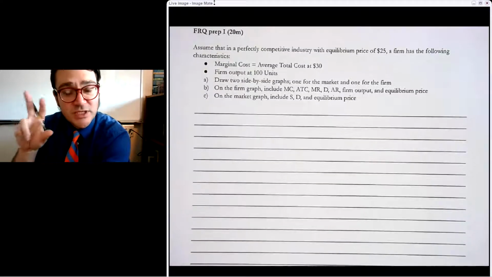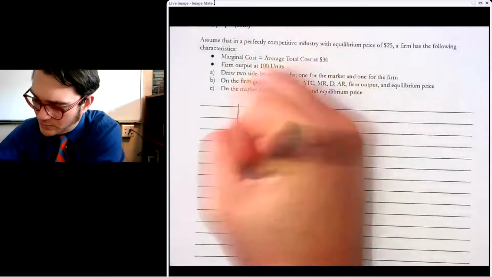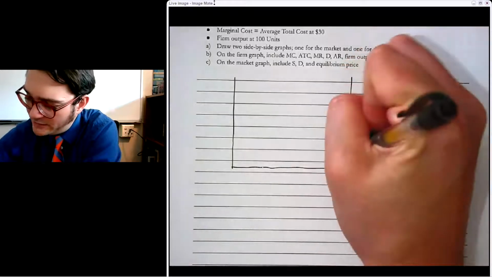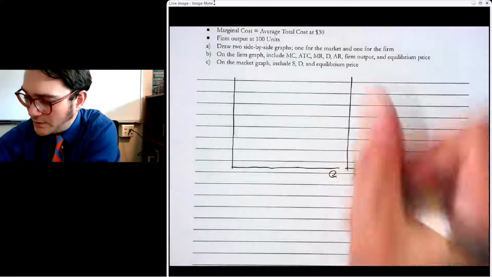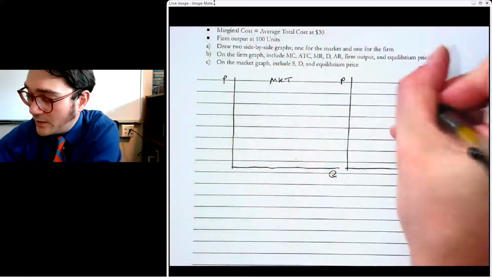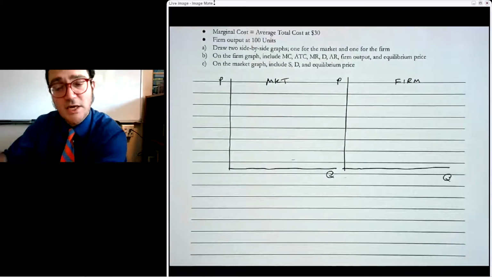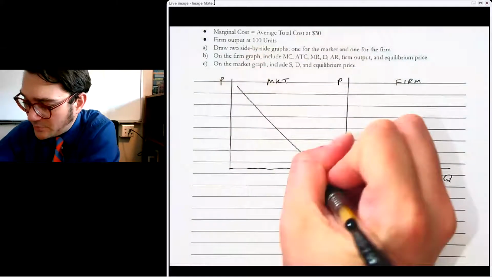And then it says, draw two side-by-side graphs, one for the market, one for the firm. Okay. So we make these nice and big. We're going to do two graphs right next to each other. Quantity, quantity, price, price. And we'll say this one is the market and this one is the firm. The reason is that we're going to read it left to right. The market is going to tell the firm what the price is. So it's a perfectly competitive market.